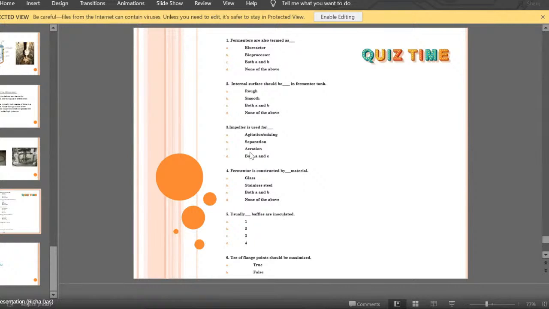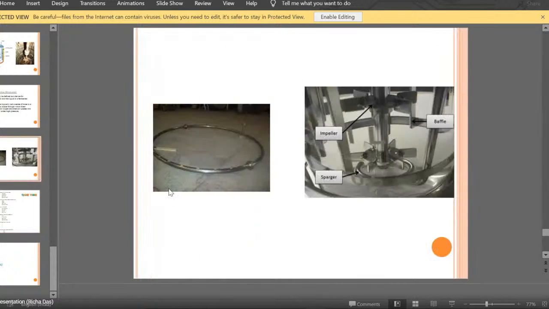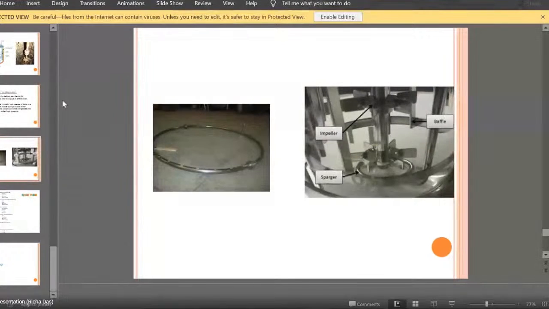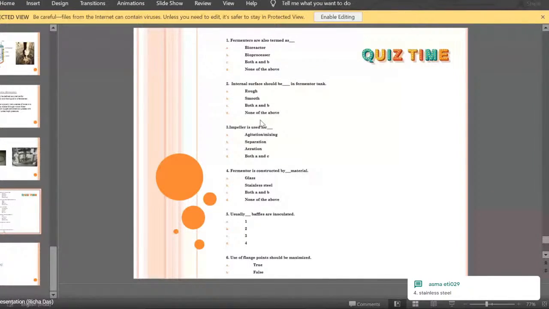And why aeration cannot be the answer is because for aeration spargers are used. These are the spargers. Impellers cannot be used to provide oxygen. Impellers cannot be used to inoculate oxygen inside the fermenter tanks. It is the sparger through which oxygen is to be put inside. So the answer to this is agitation and mixing. Next, fourth: fermenter is constructed by dash material: glass, stainless steel, both A and B, and none of the above.